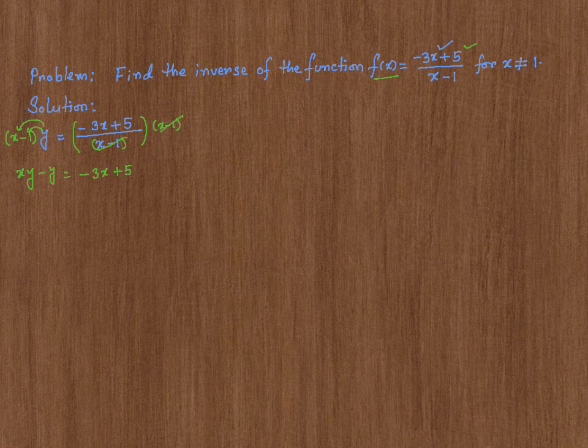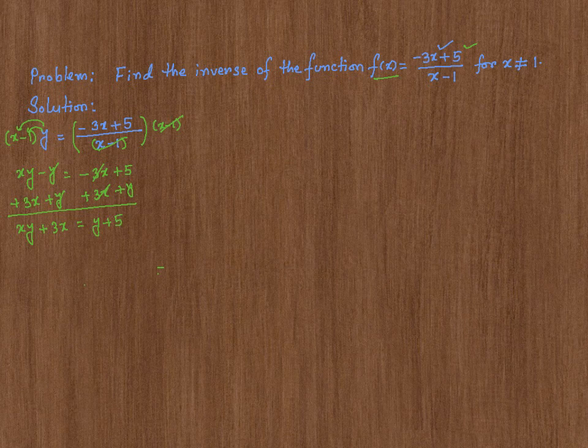Remember, we are trying to solve for x, so I'm going to bring all the x terms to the left and move all the y terms to the right. So what I'm going to do is add 3x to both sides. I can actually do one more thing, add y to both sides as well. On the left hand side, I'm going to get xy plus 3x, and then negative y and positive y is going to cancel, and on the right hand side, positive 3x, negative 3x is going to cancel. That's going to give me y plus 5.